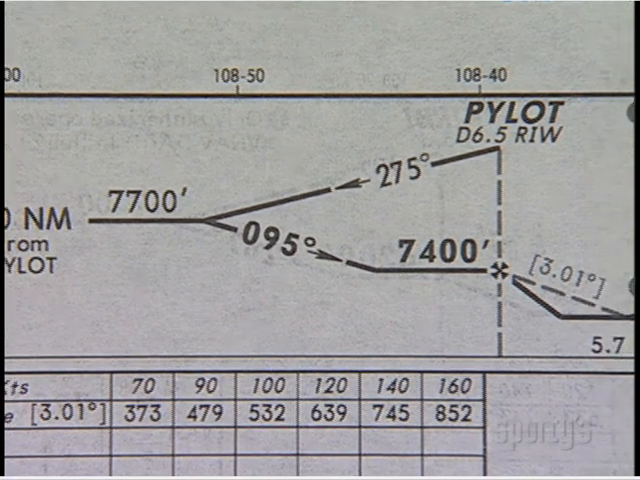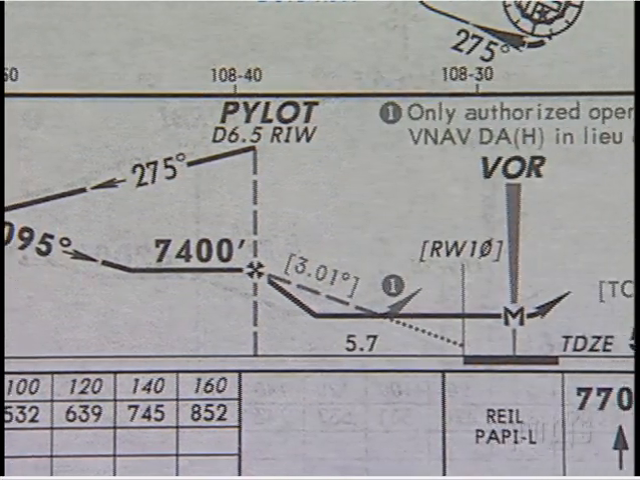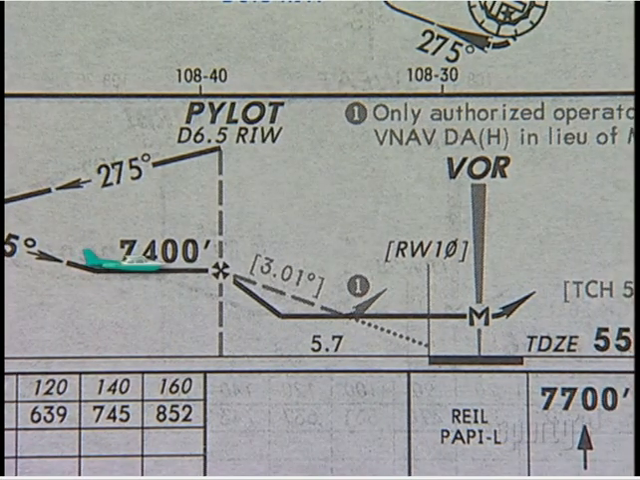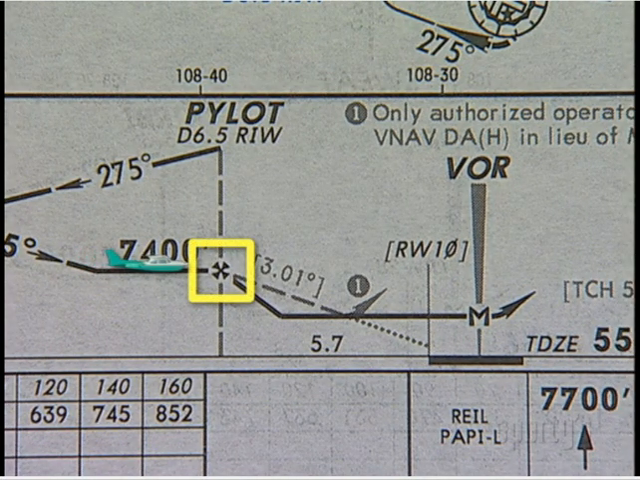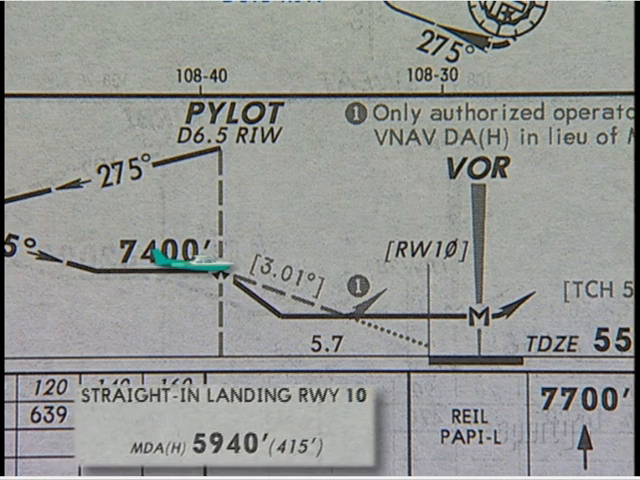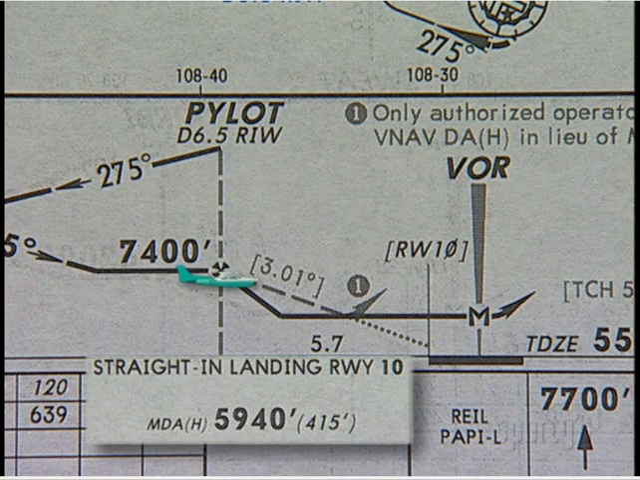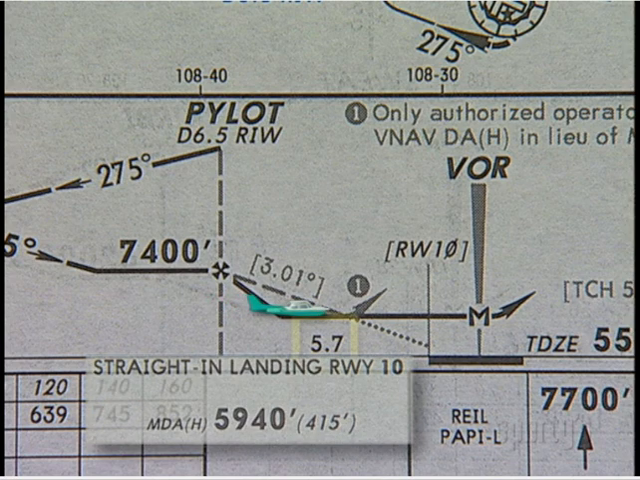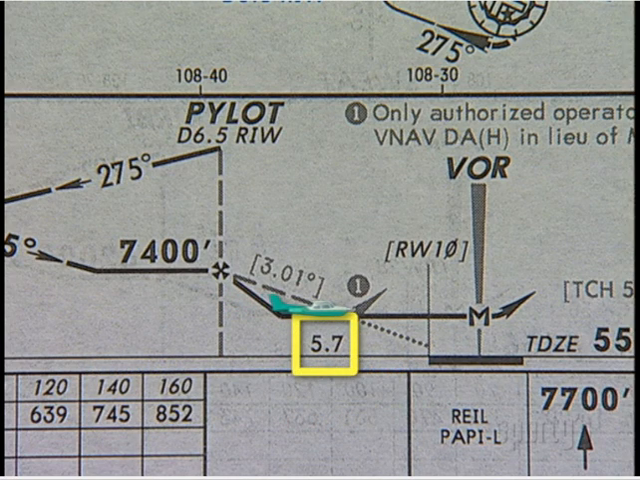The pre-landing checklist should be completed by the time the airplane reaches Pilot. After crossing Pilot, which is the final approach fix, a descent to the MDA is made. This calls for a descent of 1,460 feet to 5,940 feet. The descent to MDA should be made as rapidly as practicable. The 5.7 miles from Pilot to the runway allows a somewhat lower descent rate than you may find on other approaches. Don't be reluctant to descend to the MDA.